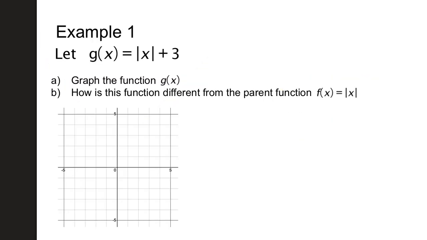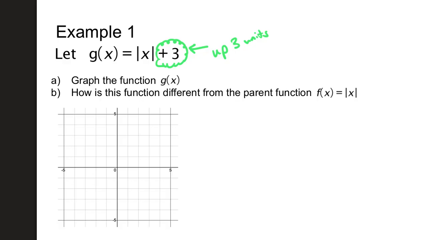Let's consider the function g(x) = |x| + 3. Remember that g(x) is just a fancy way of writing y. So we're going to look at the graph of y = |x| + 3. Before we do that, we need to realize that this is the same thing as the graph of the absolute value of x, but according to what I just saw on the other slide, I'm going to move this up 3 units.